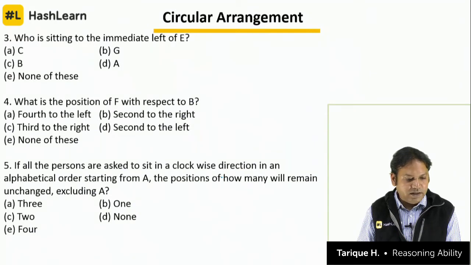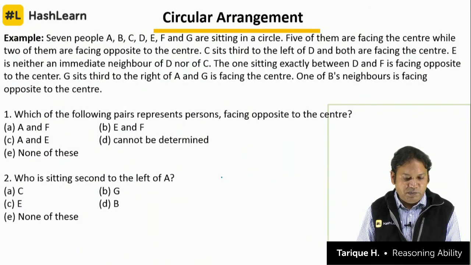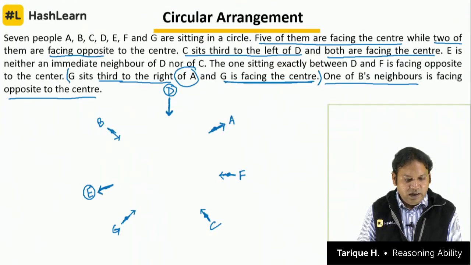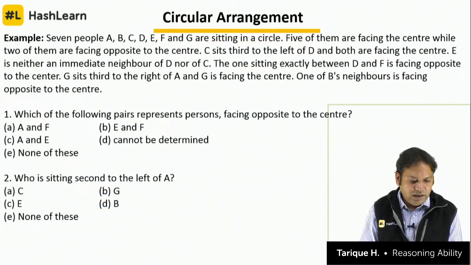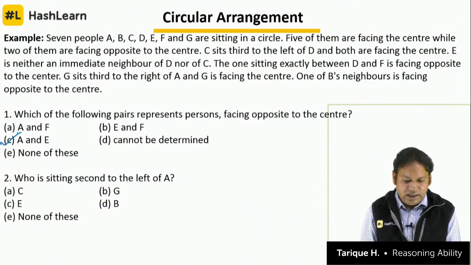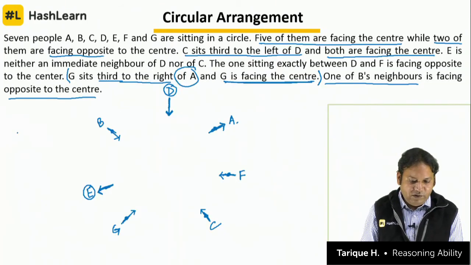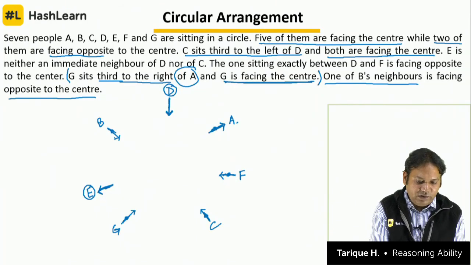So once we know this, we can solve the question. If you go back and see which of the following pair represents persons facing opposite to the center, the answer will be E and A. E and A are facing opposite. So that is the answer here, E and A. Who is sitting second left of A? Second left of A, first left, second left, answer is B.